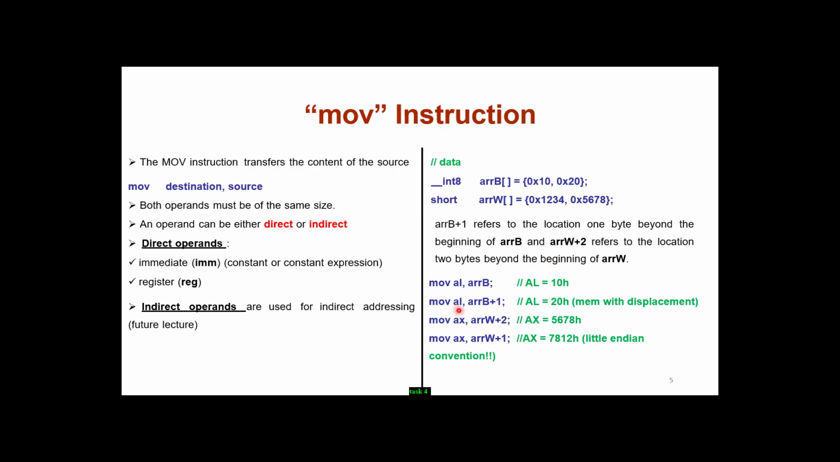Move array B plus 1 into AL. This is element 0, this is element 1. This means I will take 20 and put it into AL.